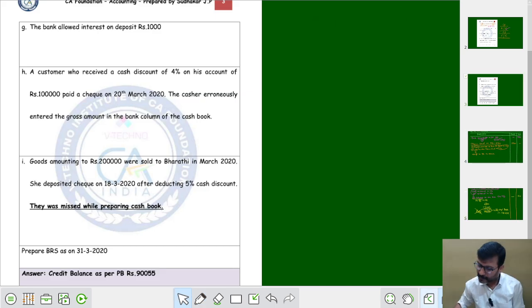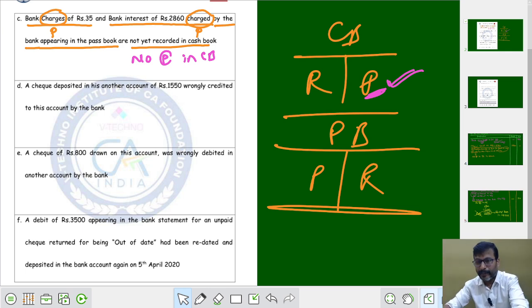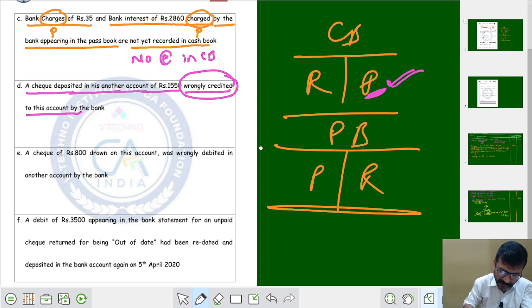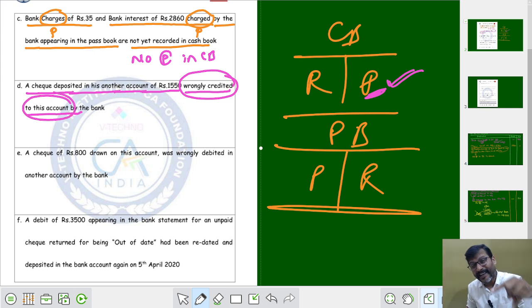See the point number D, a very big problem for 10 marks, a little bit lengthy also. Here and there we have confusions also. A check deposited in his another account of rupees 1550. He had two accounts, A account, B account. He had deposited in another account. But what happened? Wrongly credited to this account. Means wrong credited to this account.